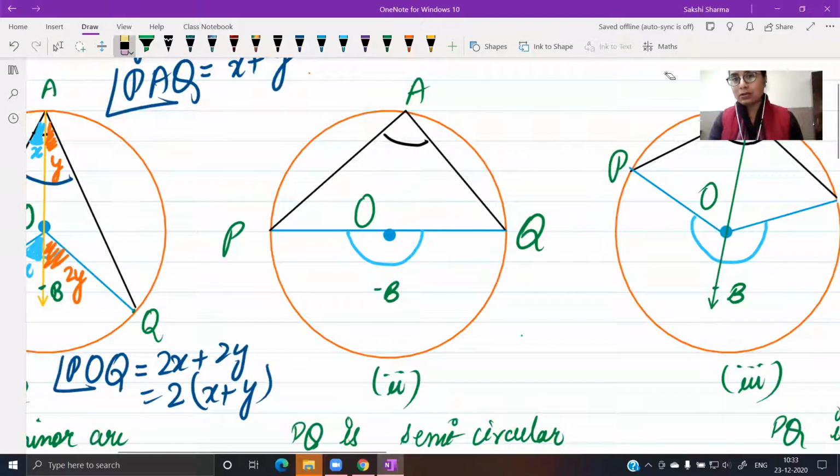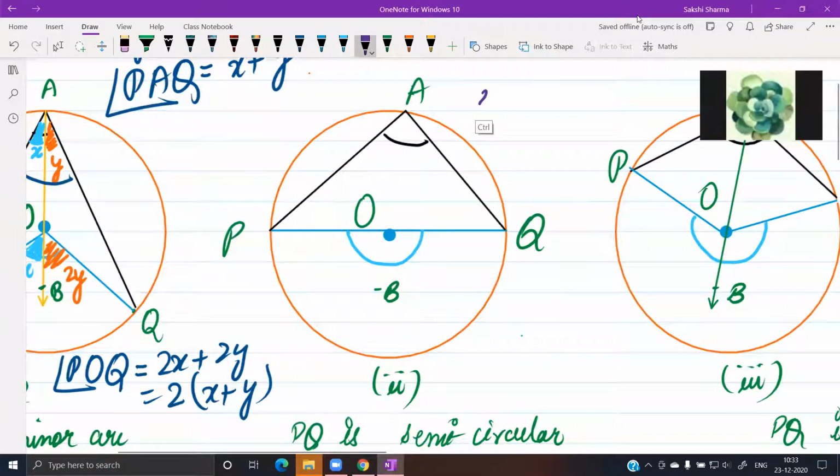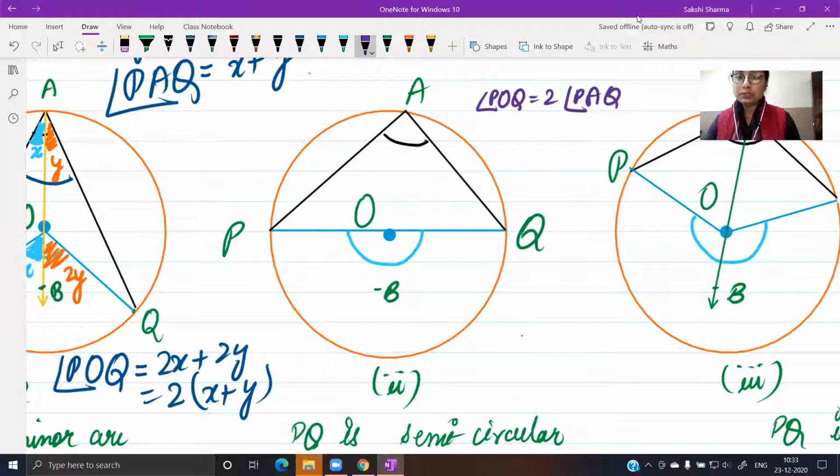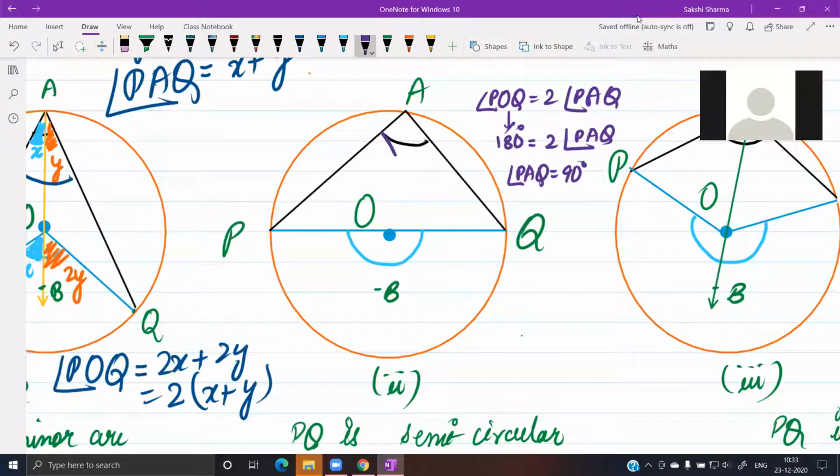Let's write the relation between the angle at the center and the angle at the circumference for figure number 2. What will you have? Angle POQ equals twice angle PAQ. But what about angle POQ? Since PQ is a diameter, it is equal to 180 degrees. With the help of this relationship, what we observe is that angle PAQ is 90 degrees. So this angle here is 90 degrees.